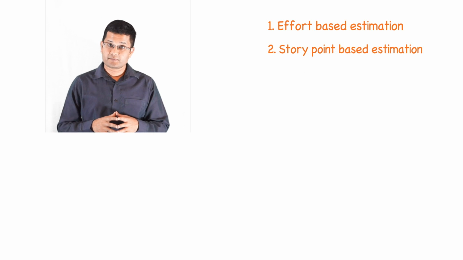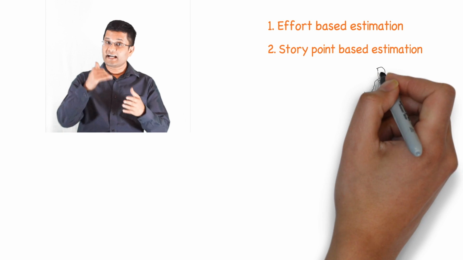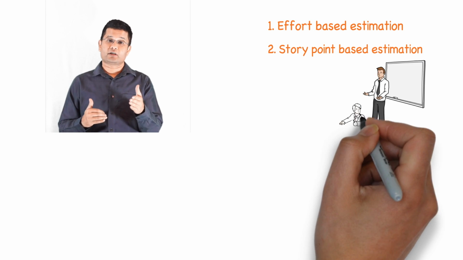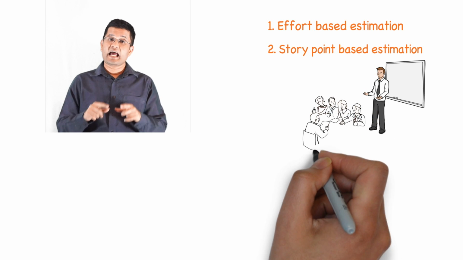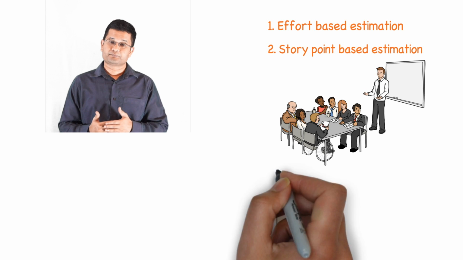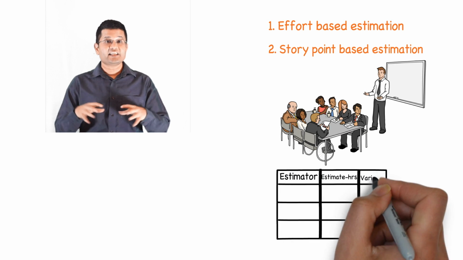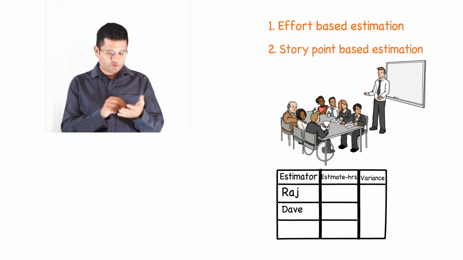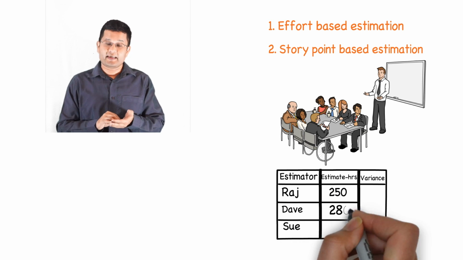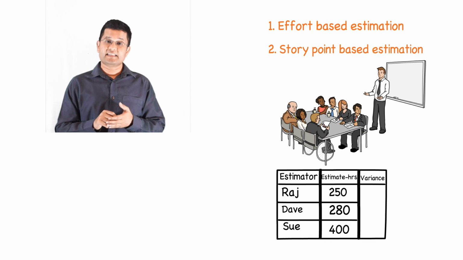In effort-based estimation, the team will come together and each of the members who had identified activities for that backlog item will explain that backlog item to the entire team and the activities that are needed to complete that backlog item. Once this has been done, each of the team members does an individual estimation and they would write down the figure on a piece of paper.